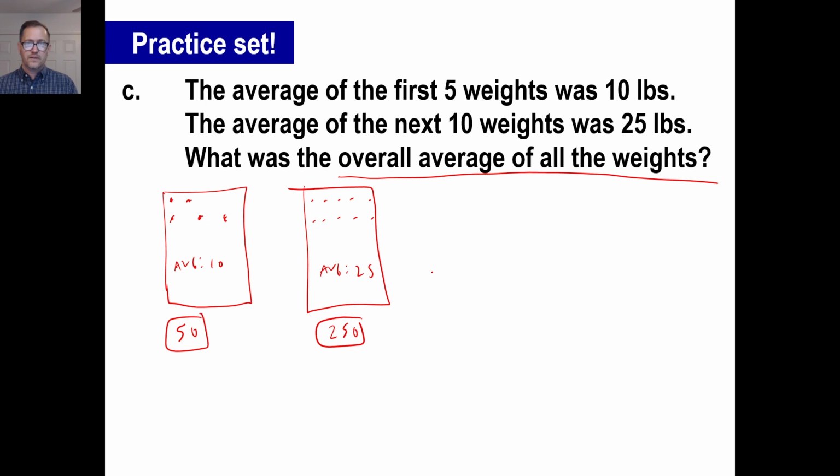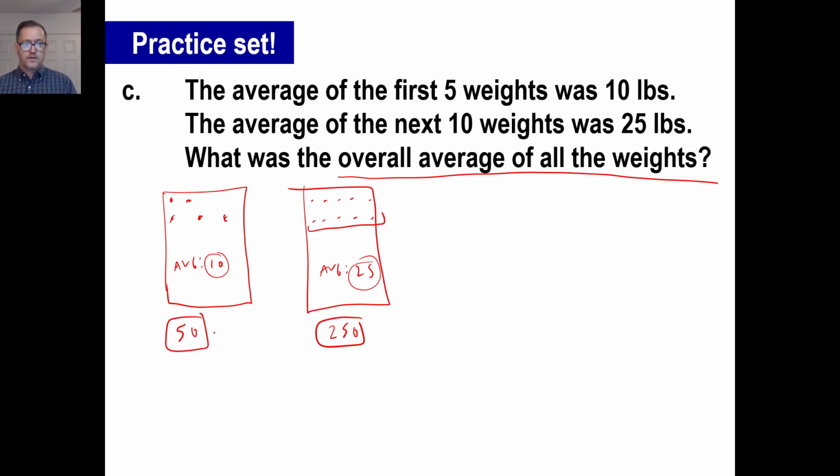Well, before you even figure this out, we got more 25s than we do 10s, right? So right in the middle of 25 and 10, well, let's put it this way. Is the overall average going to be closer to 10 or closer to 25? Closer to 25, right? Because there's a lot more of them that weigh 25 pounds. So it's not going to be right in the middle of 10 and 25. It'll be kind of skewed toward that 25. Okay, so let's figure it out.